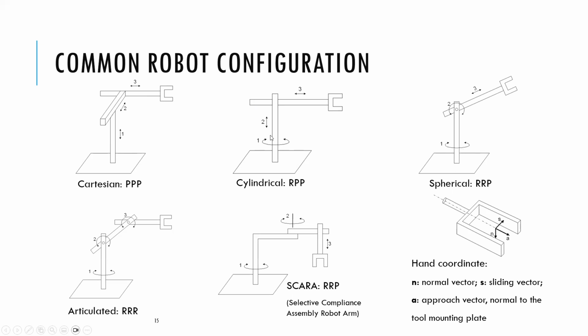Each one of these means a degree of freedom. So this is 3 degrees of freedom. This is 3 degrees of freedom. All of these here are 3 degrees of freedom. This one rotates here, it rotates here, and this guy goes up and down. This is where we mostly work, the RRR articulated robots. It rotates here, it rotates here, it rotates here. And the SCARA is a rotation and prismatic here.